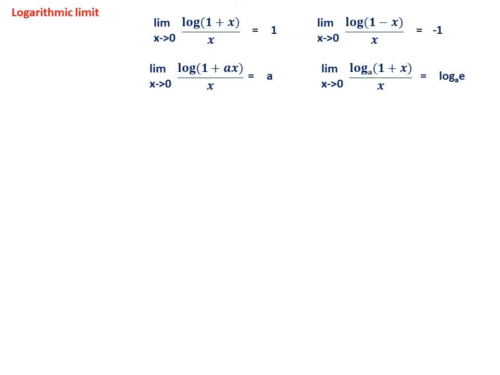And the general formula: if 1 plus ax is there, then limit of log of 1 plus ax by x as x tends to 0 is a. Here the coefficient of x is 1, so it is 1. Here you can see the coefficient of x is minus 1, so it is minus 1. Here the coefficient of x is a, so it is a.